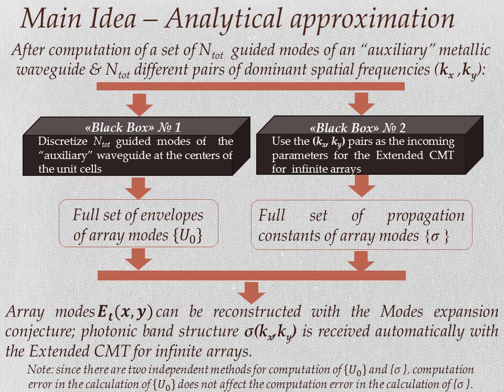Assume that we computed a set of n total guided modes of an auxiliary metallic waveguide and n total different pairs of dominant spatial frequencies kx, ky. Branch number 1. Discretize n total guided modes of the auxiliary waveguide at the centers of the unit cells. This yields us a full set of envelopes of array modes U0.